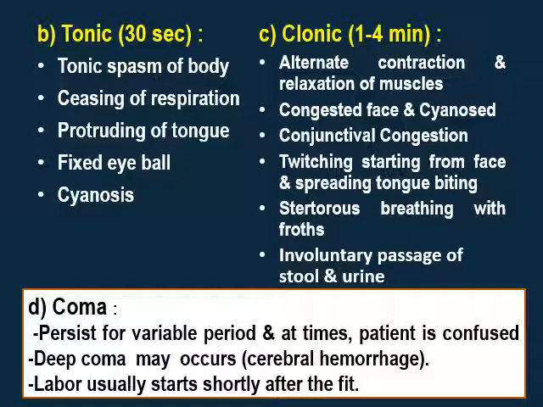The third stage is the clonic phase. It lasts for about 1 minute up to 4 minutes, during which there is alternating contraction and relaxation of muscles. There is a congested cyanosed face and conjunctival congestion. There is a bitten tongue and difficult noisy breathing with froth. Involuntary passage of urine and stool may occur. Finally, the patient will develop coma. Coma persists for a variable period, and at times the patient is confused. Deep coma may occur if there is associated cerebral hemorrhage. Labor usually starts shortly after the fit.